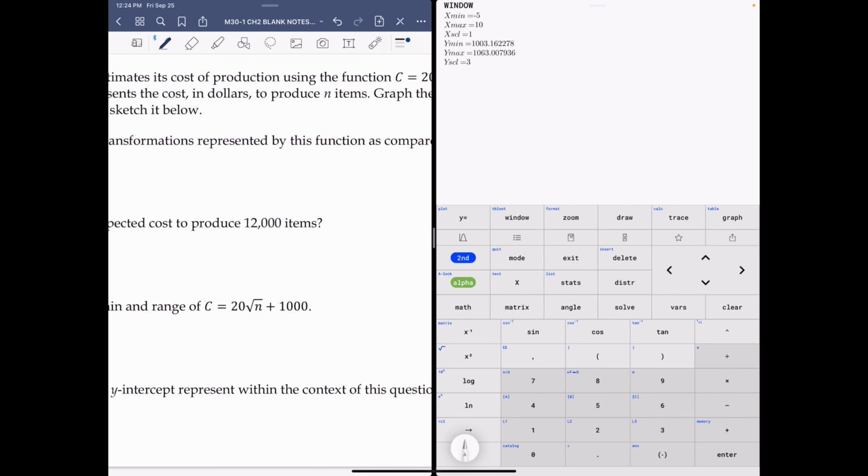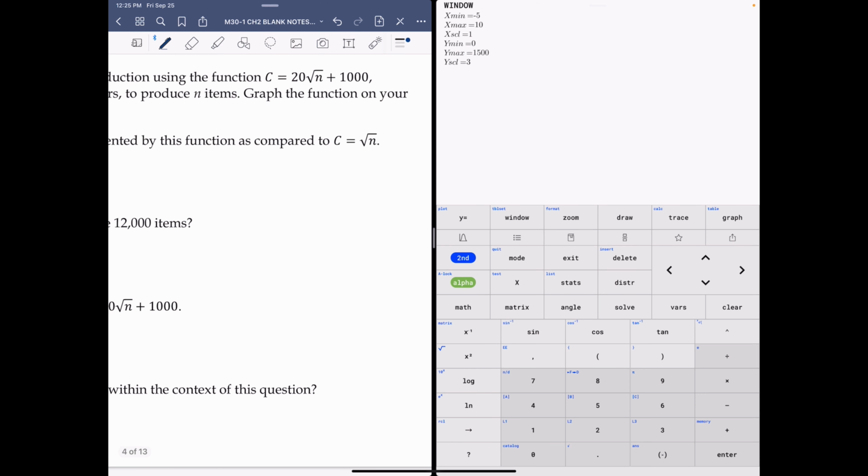So my window: x min is -5, x max is 10, y min is 1,000, and y max is 1,063. I'm going to change my y min to 0, and my y max to maybe 1,500. I know that my y-intercept, from my equation, is 1,000. So I'm going to change that y max to 1,500, and I'm going to count up by hundreds on the y-axis. Let's try that.